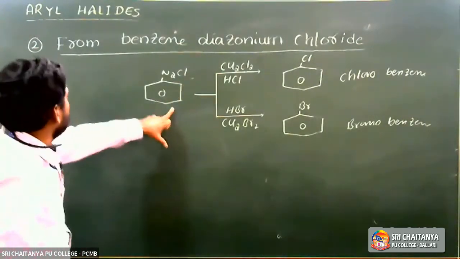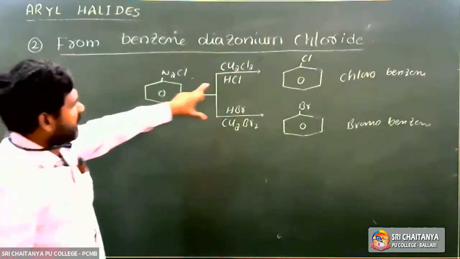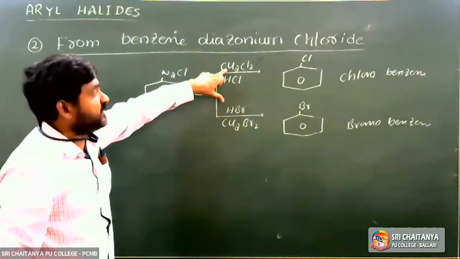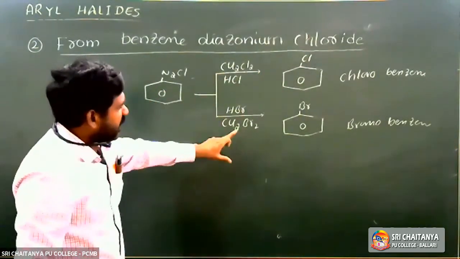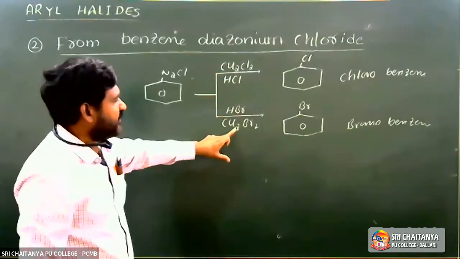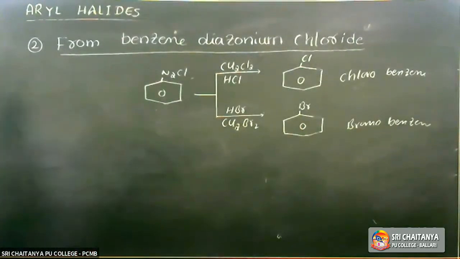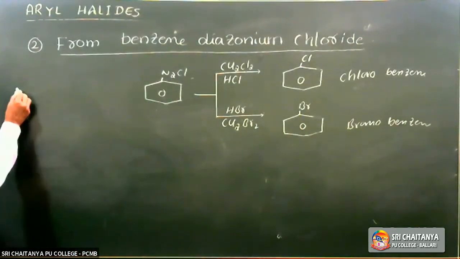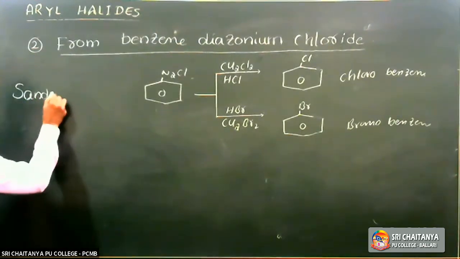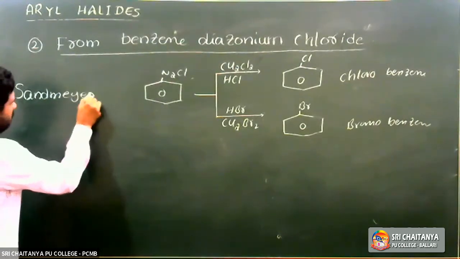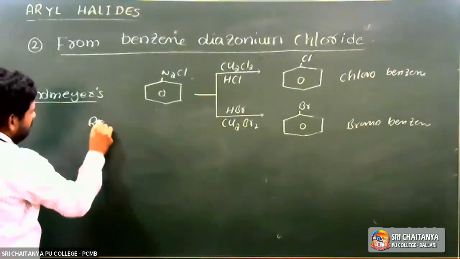So benzene diazonium chloride reacts with HCl in the presence of cuprous chloride, and chlorobenzene is obtained. When benzene diazonium chloride reacts with HBr in the presence of Cu2Br2, bromobenzene is obtained. It is a named reaction, a very important reaction. The name of the reaction is the Sandmeyer reaction.